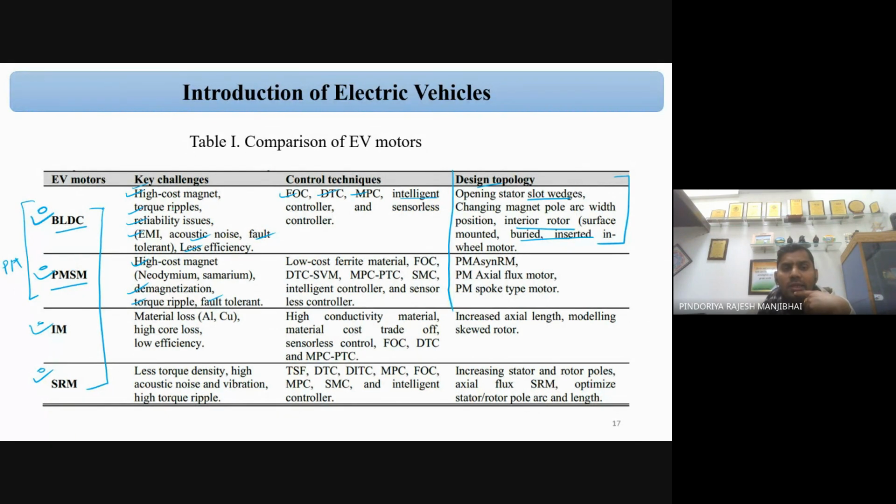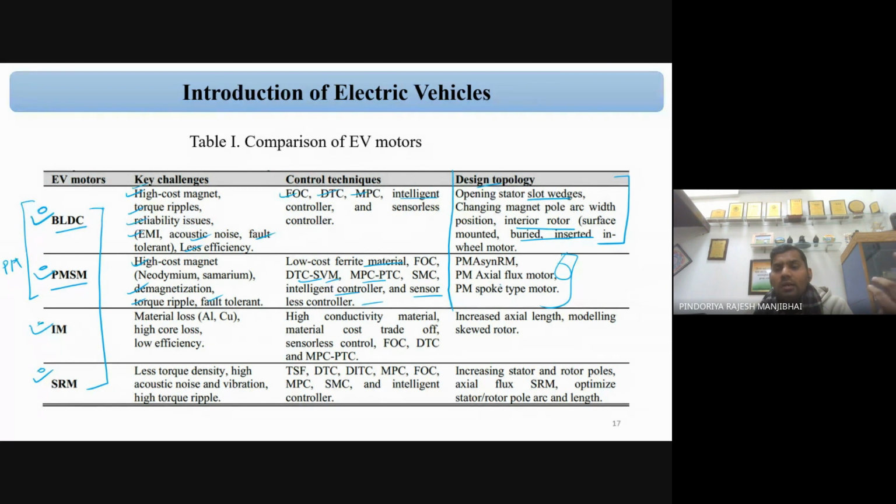So you can see the key challenges are also the same. Okay, what about control technique? There is low cost ferrite material, FOC, DTC, space vector modulation, model predictive control, PTC, SMC, and intelligent control algorithms, that is artificial intelligence based, fuzzy logic based, machine learning based, and sensorless control algorithms. We have many control algorithms available. Based on your choice and your expertise, you can choose any control algorithm to control the speed of the PMSM.